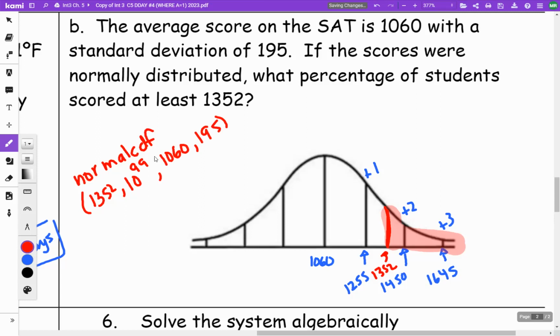And I'm going to put that into my calculator. So 1352, 10 raised to the 99, 1060, and 195. And I ended up with 0.067139. So that's going to be about, in terms of percent, 6.714%.